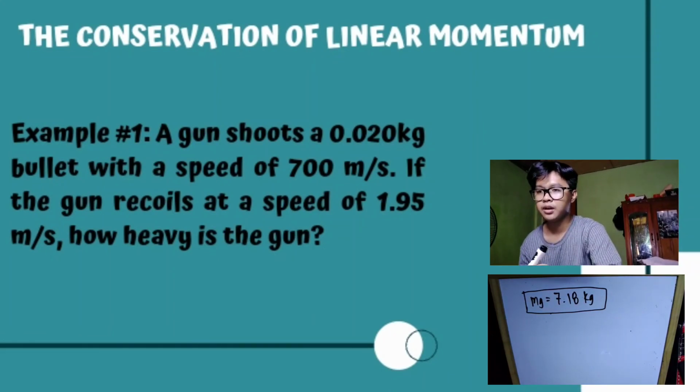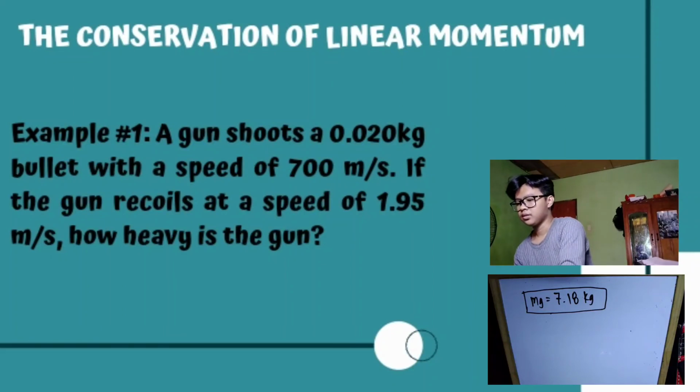Since the mass of the gun is larger than that of the bullet, the recoil velocity is much less than the bullet's. And the negative sign indicates the velocity and momentum of the gun are in the negative x direction, opposite to that of the bullet.